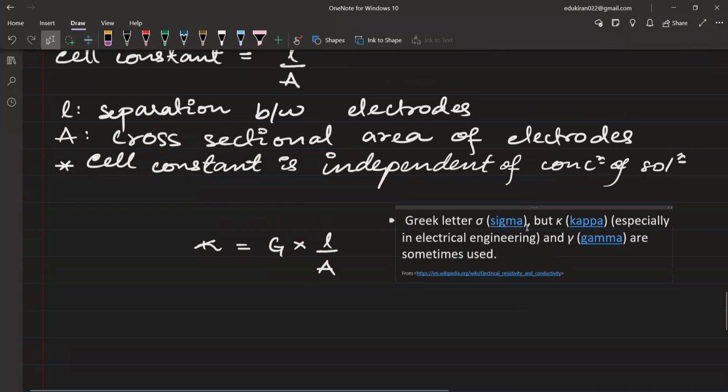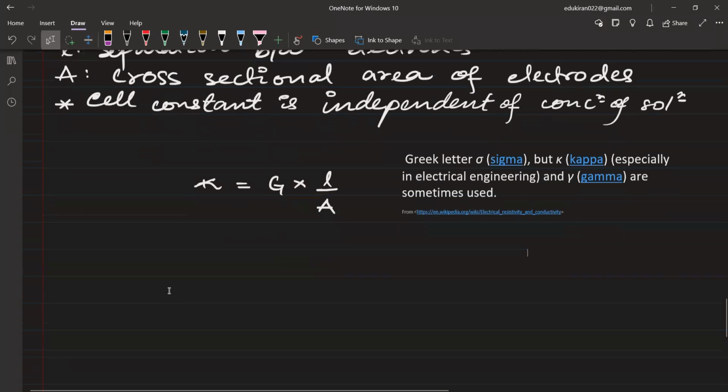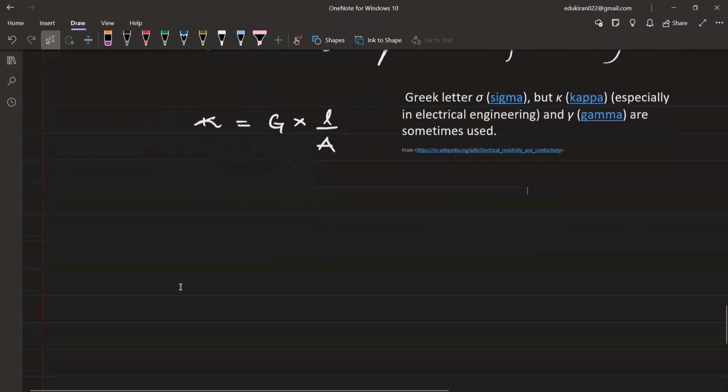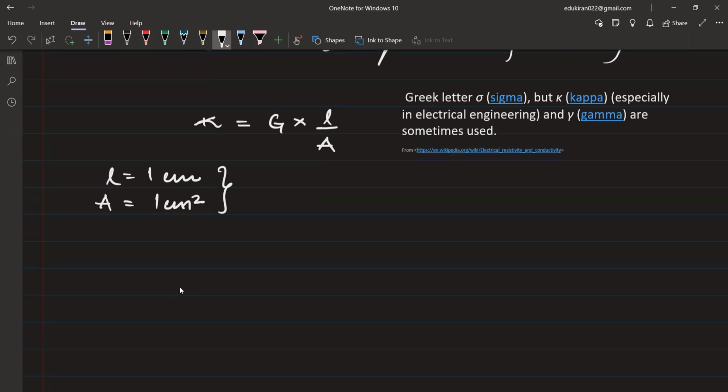Okay, so sigma, kappa and gamma, everything is used to denote it. In chemistry, kappa only will come, okay. So you will remember it as kappa only. Okay, what I was saying is, please see, if I have a length equal to 1 centimeter and the cross-sectional area equal to 1 centimeter square, then the volume occupied will be equal to what?